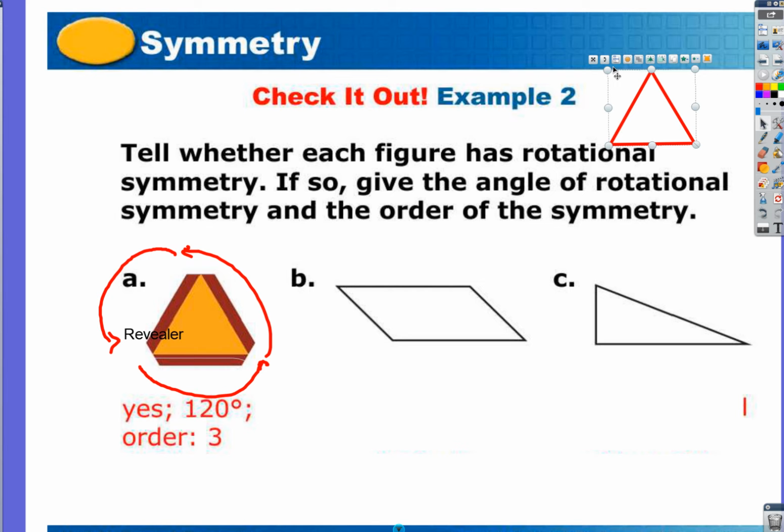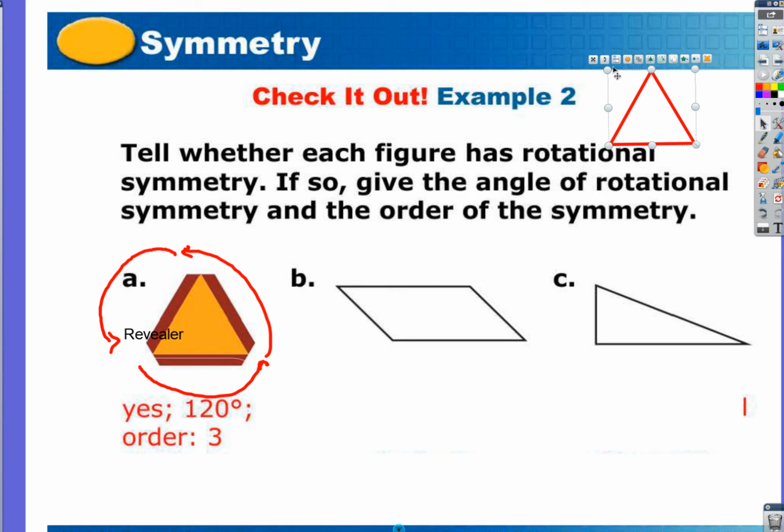Correct. In order to have rotational symmetry, you have to be able to turn it some amount, and after turning and letting it go, it looks the same as when it started. If that's possible, then the second question is, how many times can you do that in one circle and still have it match up? This can do it 3 times. So each turn was 120 degrees, because 360 divided by 3.